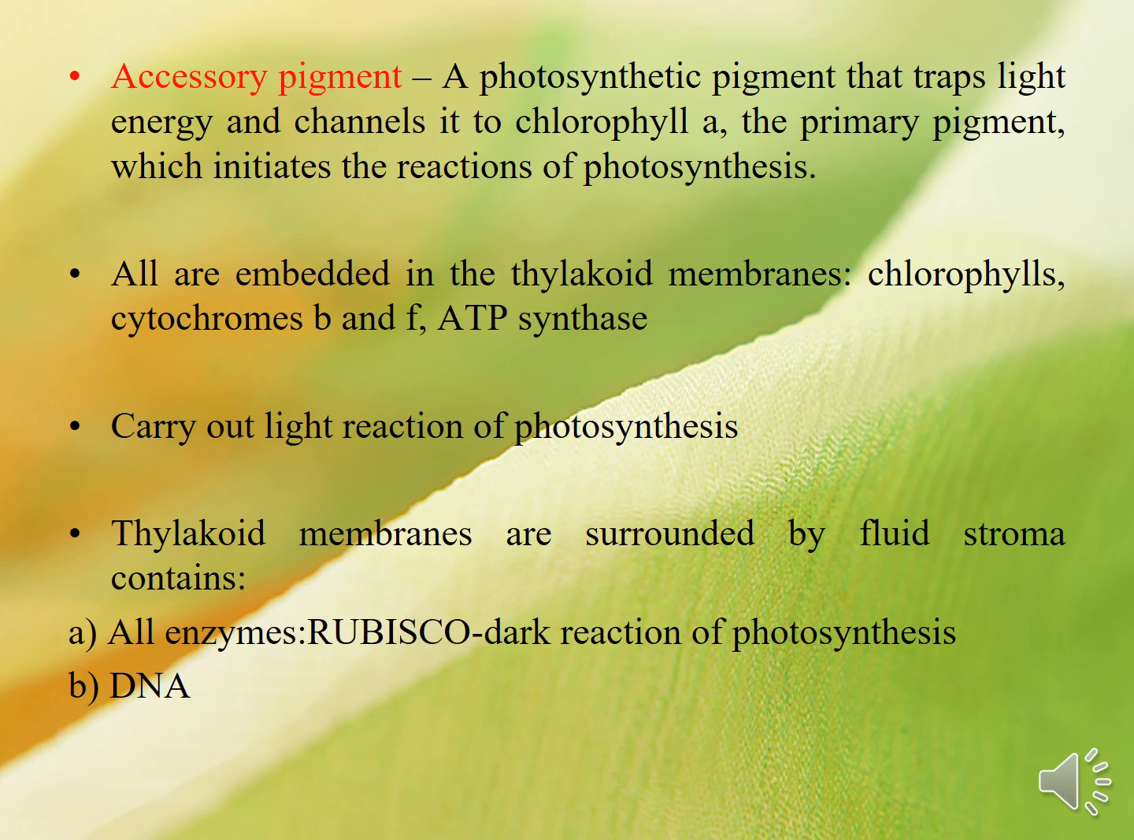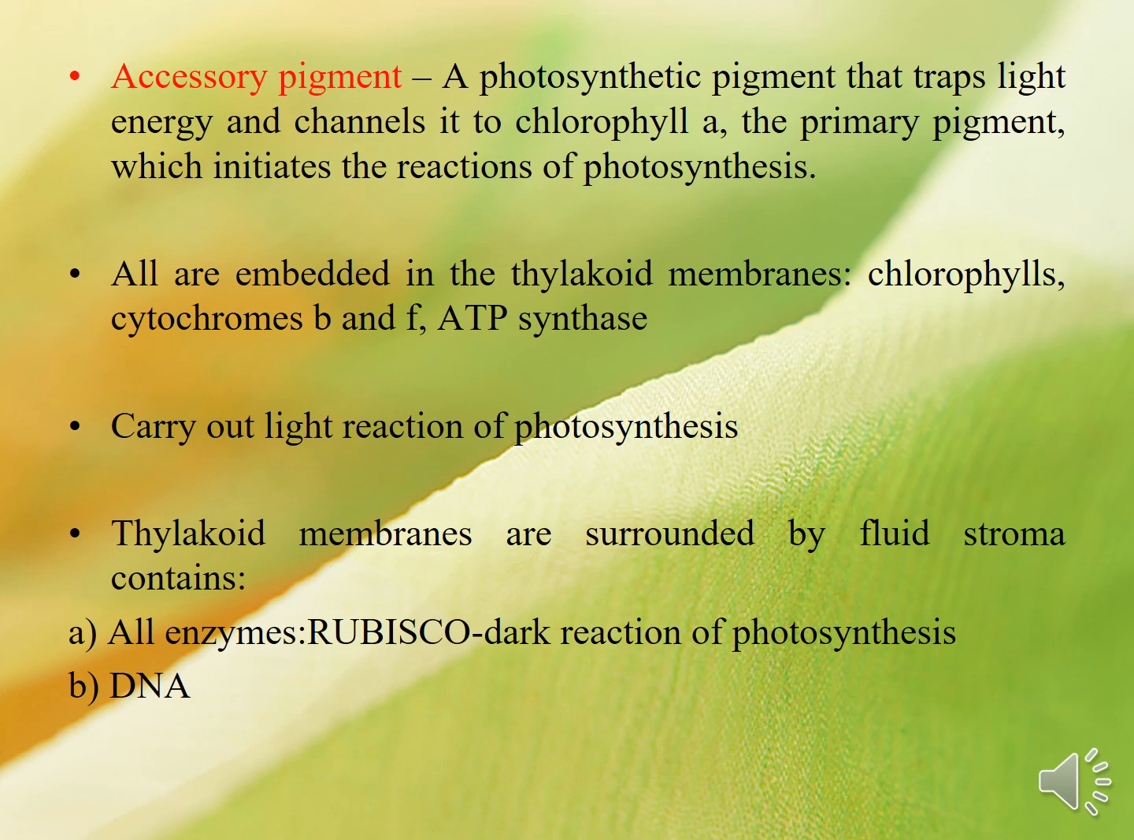So what is the accessory pigment? Accessory pigment is the photosynthetic pigment that traps the light. So they have a similar responsibility as chlorophyll A. However, they have an additional job: when they trap the energy of light, it is channeled into chlorophyll A, because chlorophyll A is the primary pigment, which can initiate the reaction of photosynthesis.